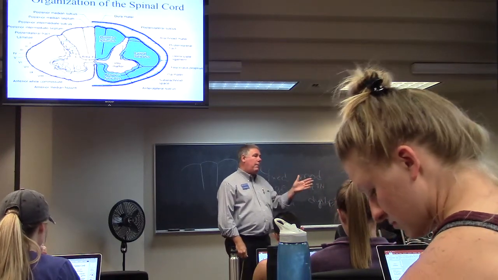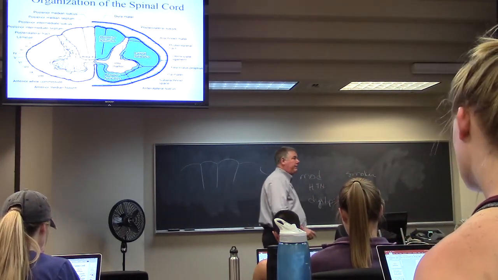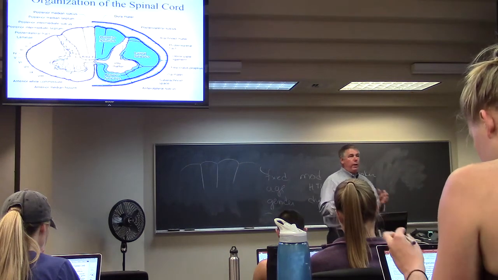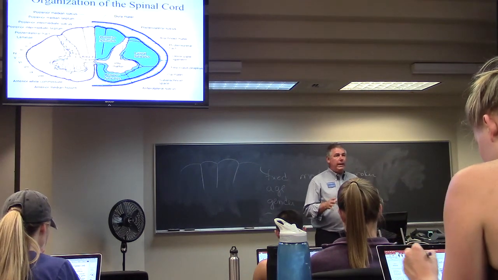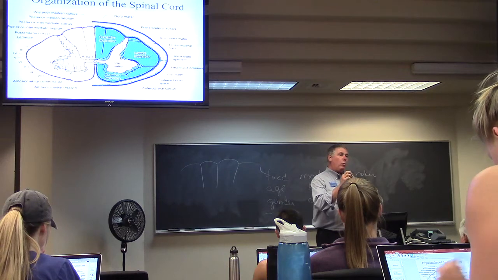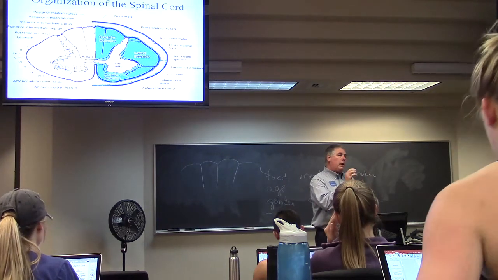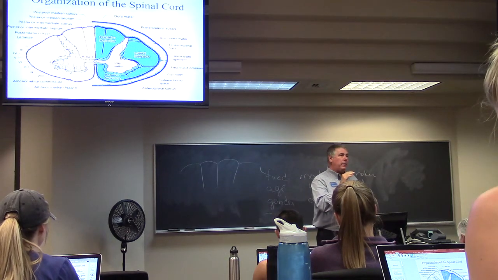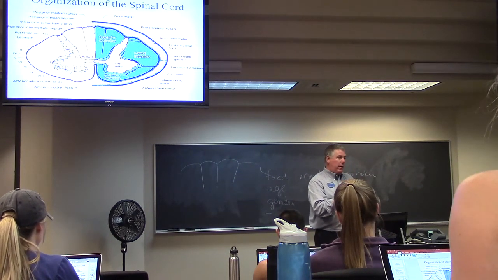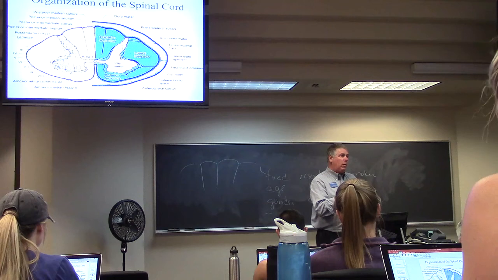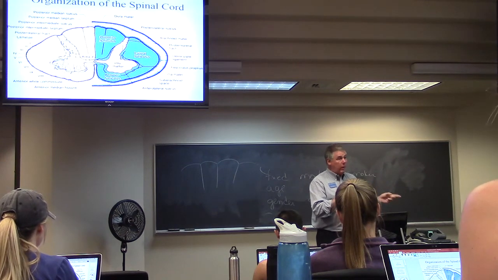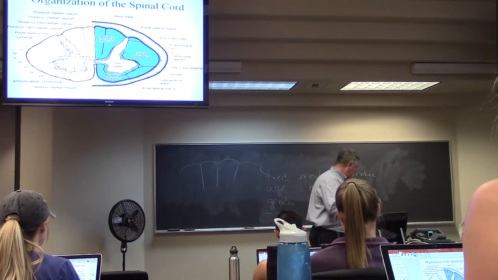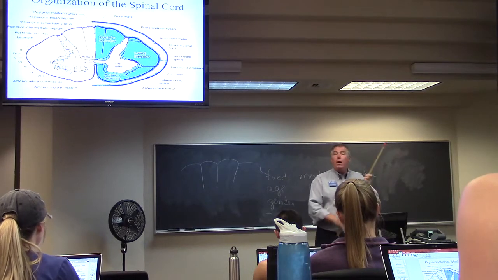Now, if you look at the gray matter, back in the 1950s, this guy named Leroy Rexed, R-E-X-E-D, came up with a numbering system for the different areas of the gray matter. Actually, his name wasn't Leroy. His last name was Rexed. I just made that up.